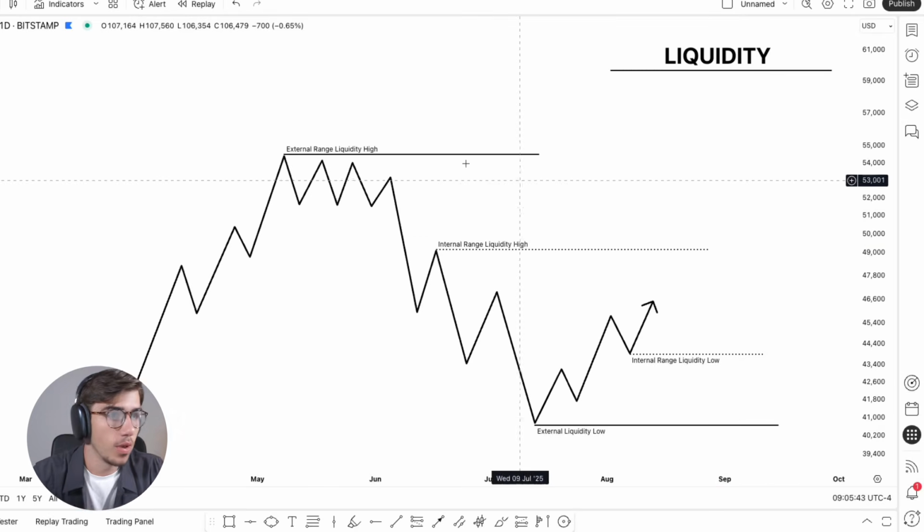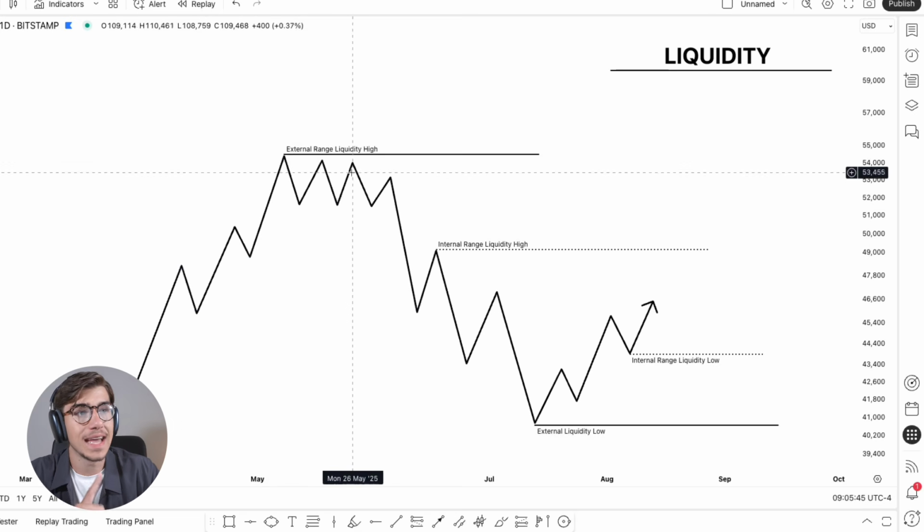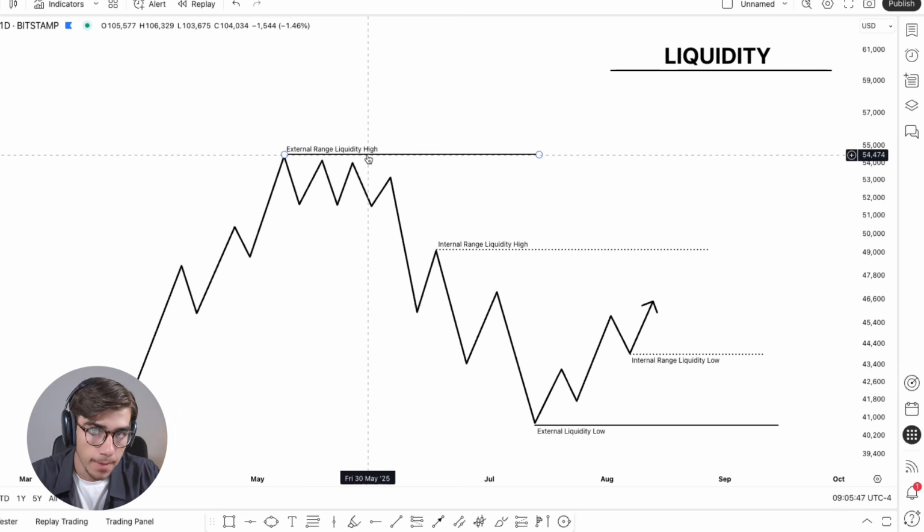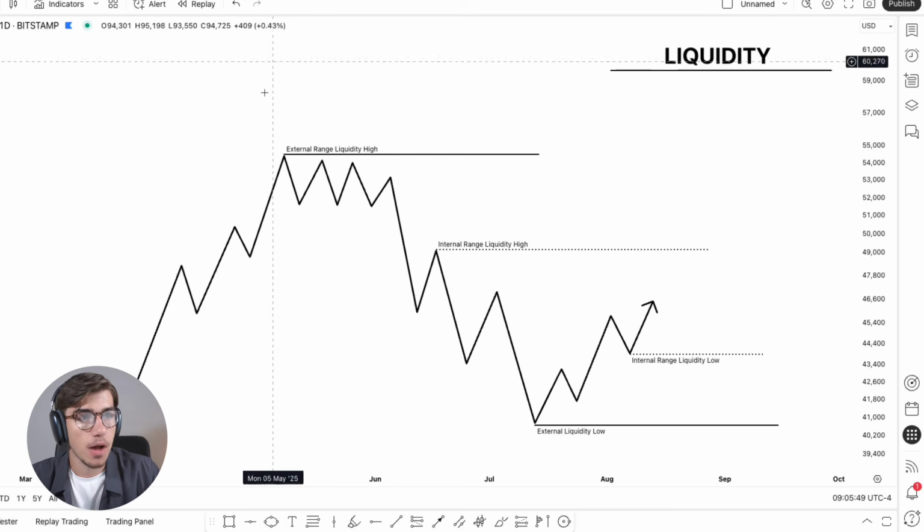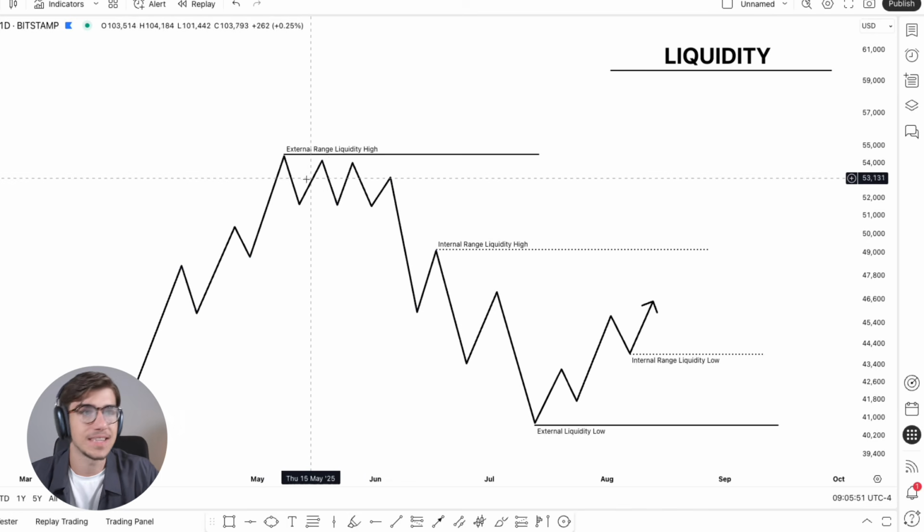So, for example, if I tell you now there's a lot of liquidity at this external range liquidity high, what I'm really saying is there's a lot of stop losses placed at these equal highs or at this external range liquidity high. Now, the reason why this is important is because ICT teaches that the algorithm is coded to hunt liquidity. So if you can figure out where stop losses are resting within the market, well, then you can essentially figure out where price is going to go next.